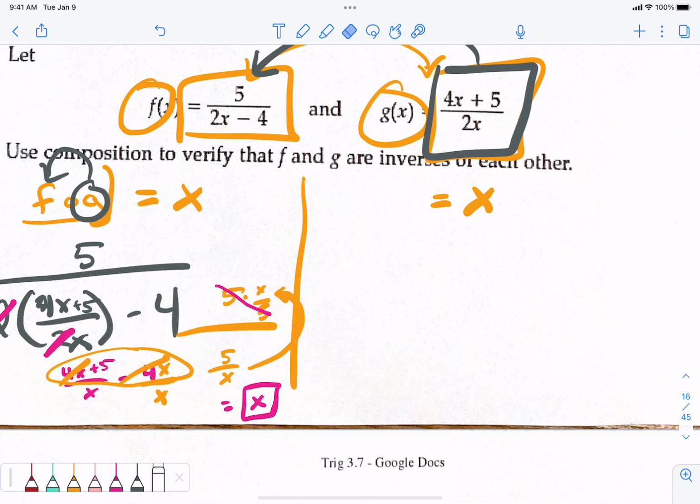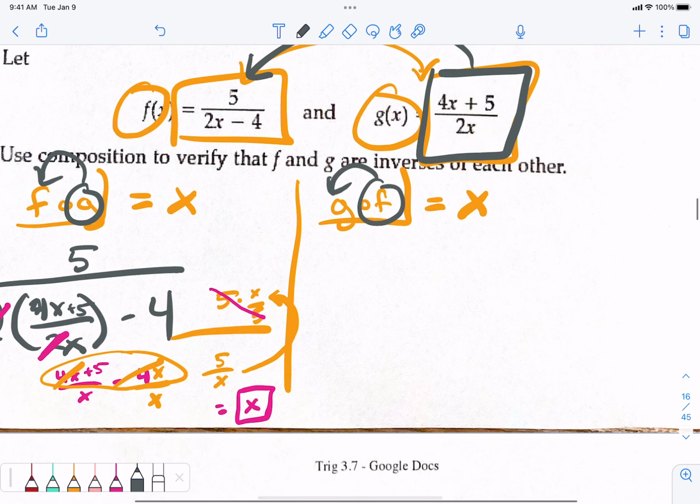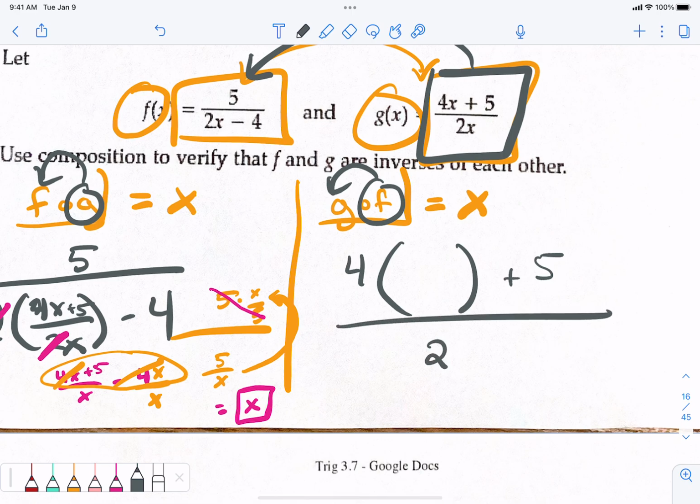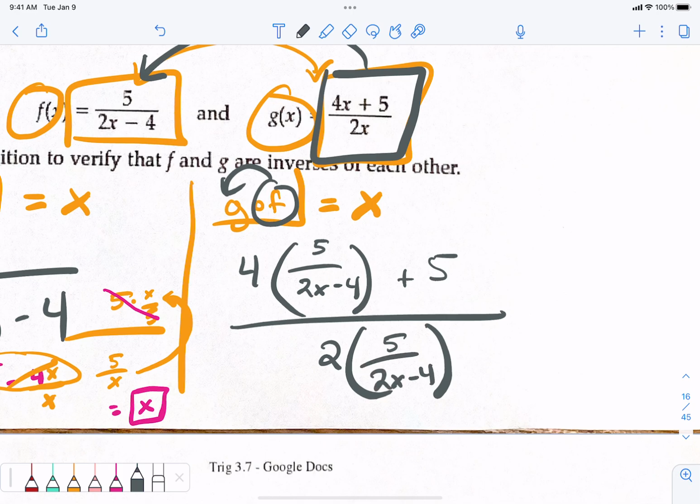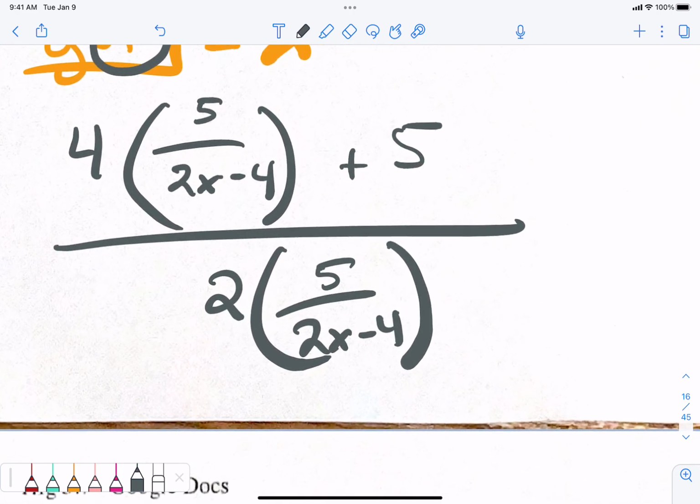So here we're plugging f into g. Let's hope this one goes a little bit better. Okay, let's plug f into g. All right, so g was 4x plus 5 over 2x, with 5 over 2x minus 4 plugged in, and 5 over 2x minus 4 again. Oh, this is disgusting. We say that the top is twice as big as the bottom, so it's 2 over 1. Or no? No, because it has this plus 5 on here.